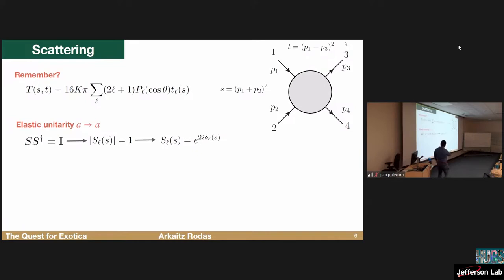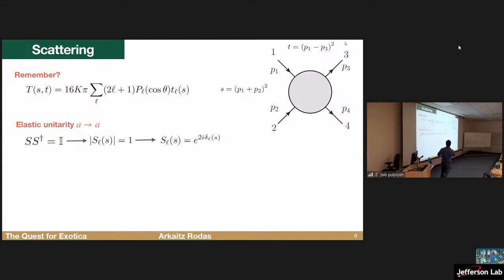Basically, in the angular momentum projection, we would say that the modulus of S_L is equal to 1. This means that we can describe it as just a phase. I'm using 2i times delta for convention. You could describe it as i times delta, and that will be your phase over there, right?